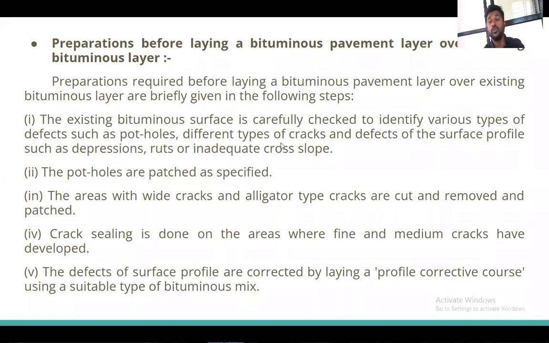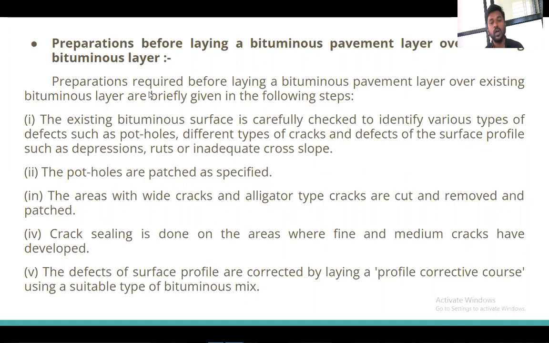Okay, so what is the first step? We have to check carefully the layers of the existing bitumen, whether there are potholes, cracks, whether the slope is good or not. That is the primary step, to check the layer. Then the potholes are to be patched as specified. If there are potholes, then we have to patch them.